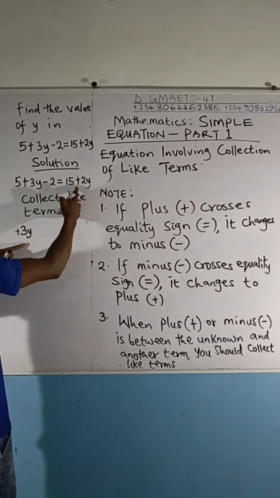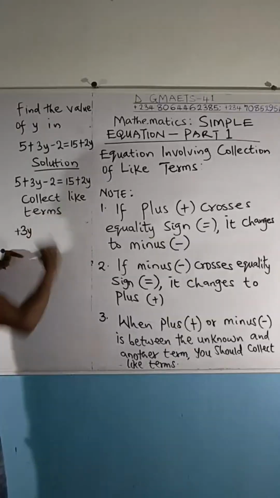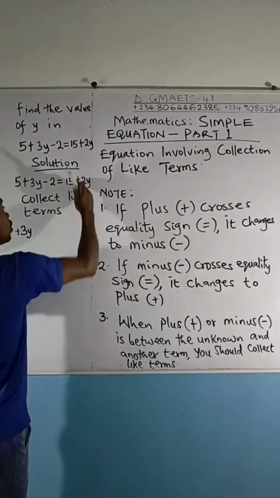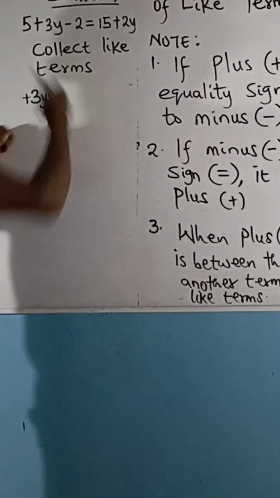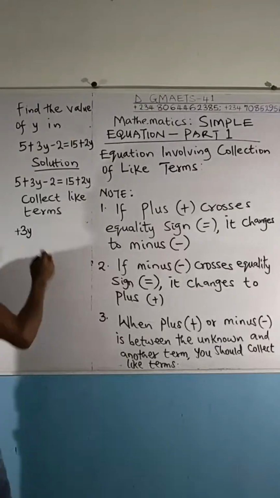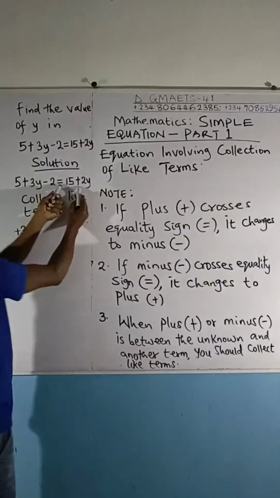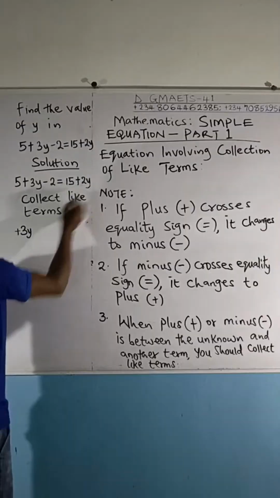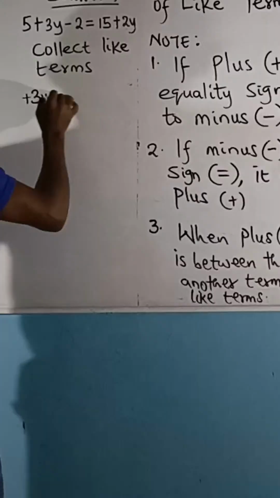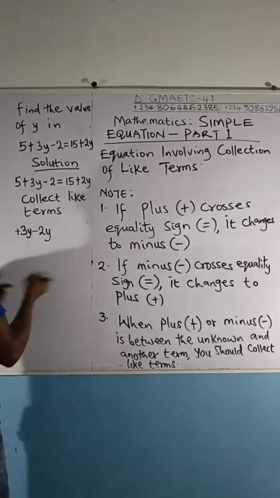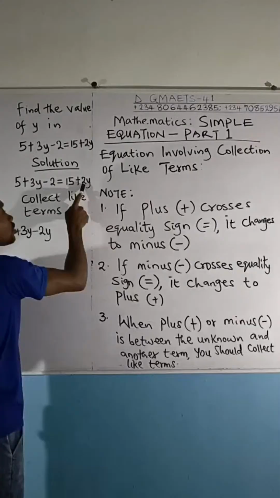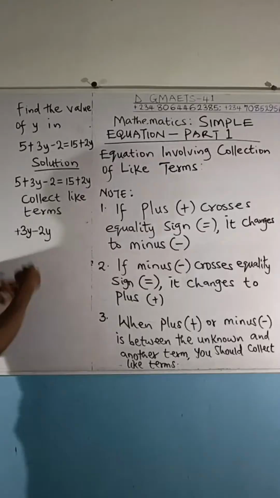Then this plus 2y is coming to the left-hand side. For plus 2y to leave the right-hand side and come to the left-hand side, it will cross this equality sign. And I told you if plus crosses the equality sign, it will change to minus. So plus 2y coming to the left becomes minus 2y. I have moved this 2y to meet 3y as like terms.